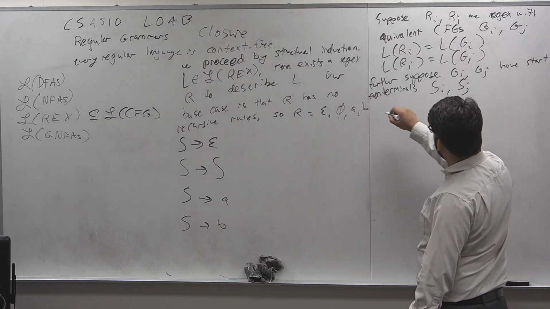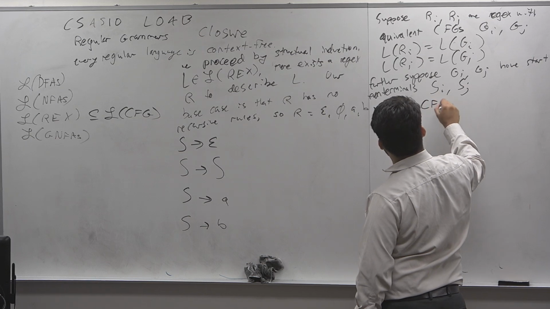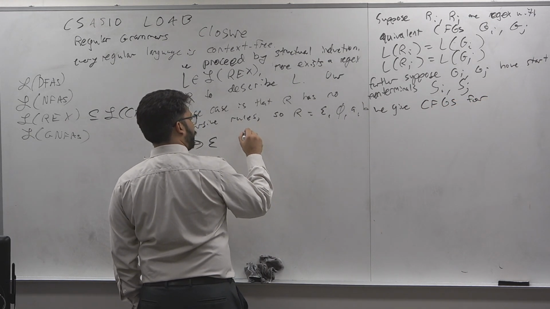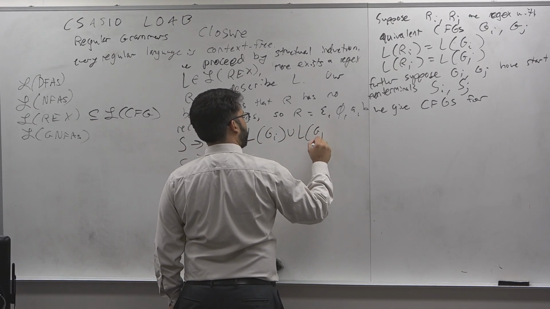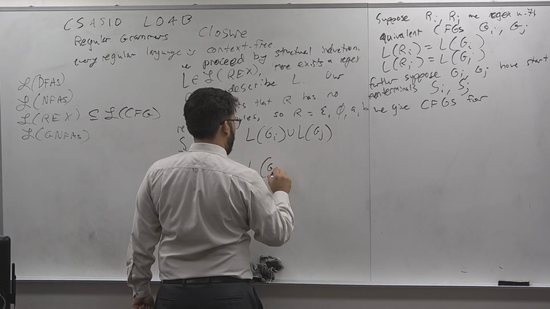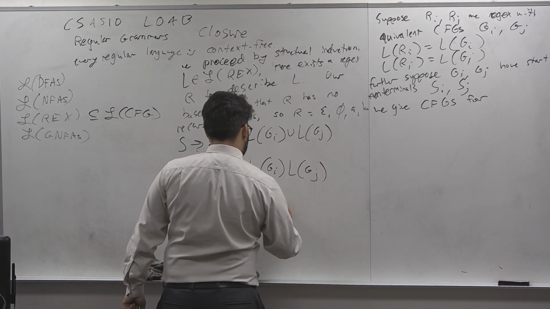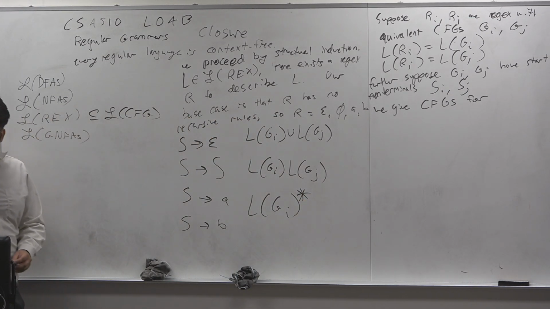We give CFGs for what? L of Gi union L of Gj, L of Gi concatenated with L of Gj, and L of Gi star. Okay, give me a context-free grammar for the union of two other context-free grammars.